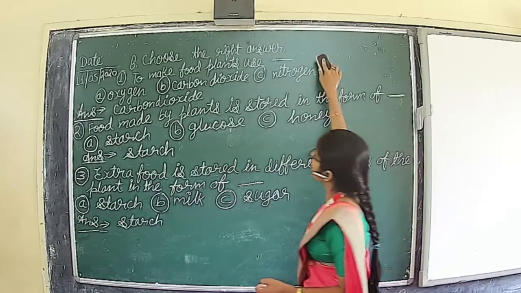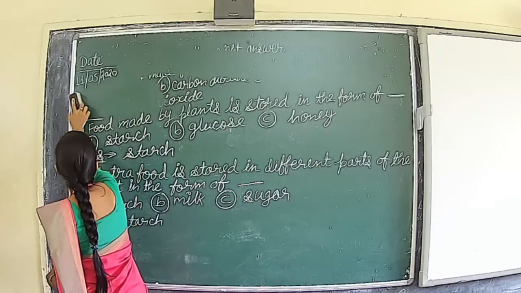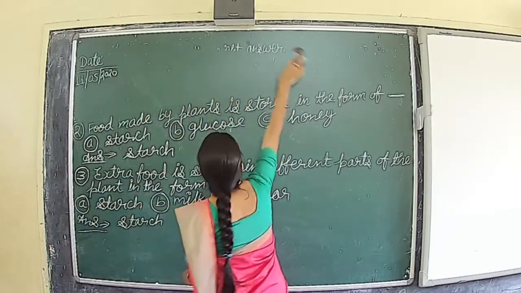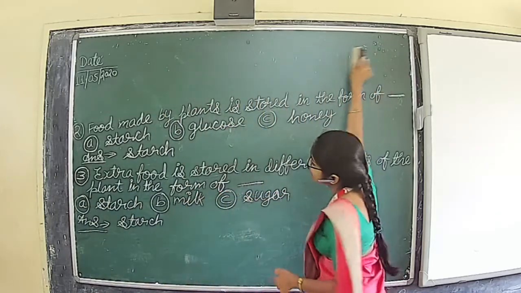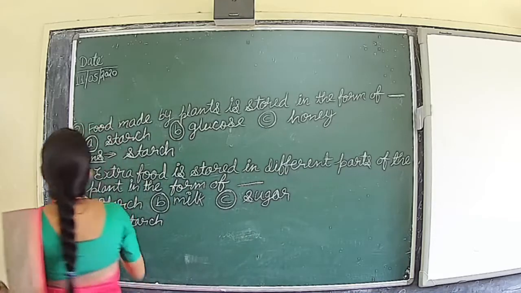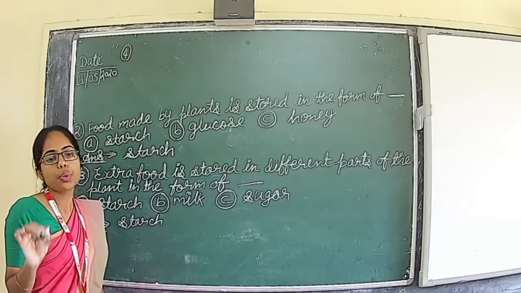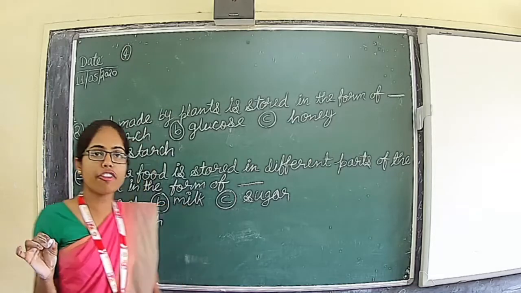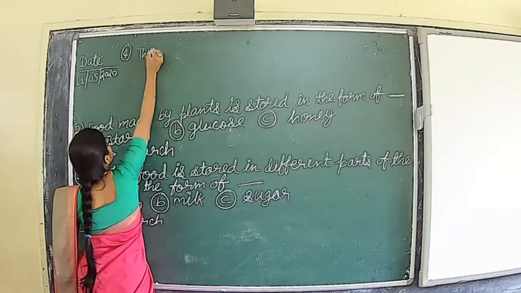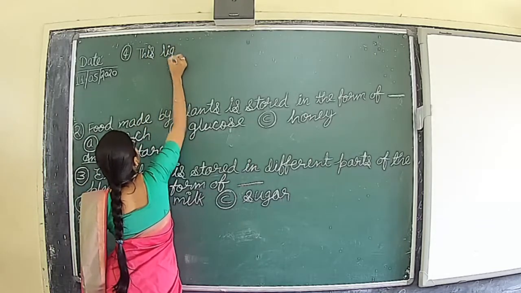Now I am going to the first question, and we will move to question number 4 of the same exercise. Please note it. Question number 4 is, this liquid is used to test a leaf for starch. What is the question? This liquid, note it along with me.